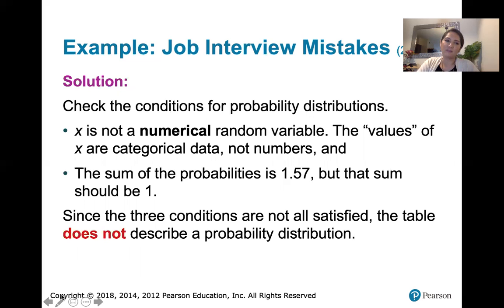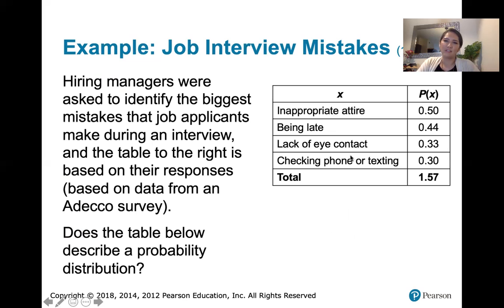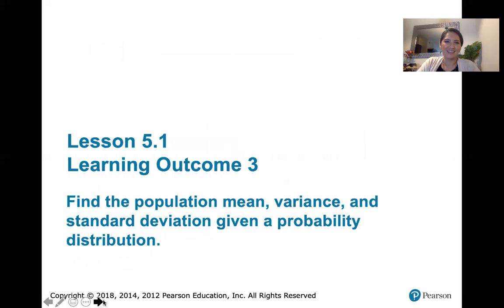It might give you some good information, but in order to understand that information, in order to read this and make sense of it, we'd have to know what they mean by this 0.5 over here, or this 0.44, or this 0.33, or this 0.30. Now, we could spend a little bit of time thinking about it, but we've already answered the question, so I think we'll move on from here. Now, that is it for our study of probability distributions. Next, we will talk about finding the mean, variance, and standard deviation given a probability distribution.